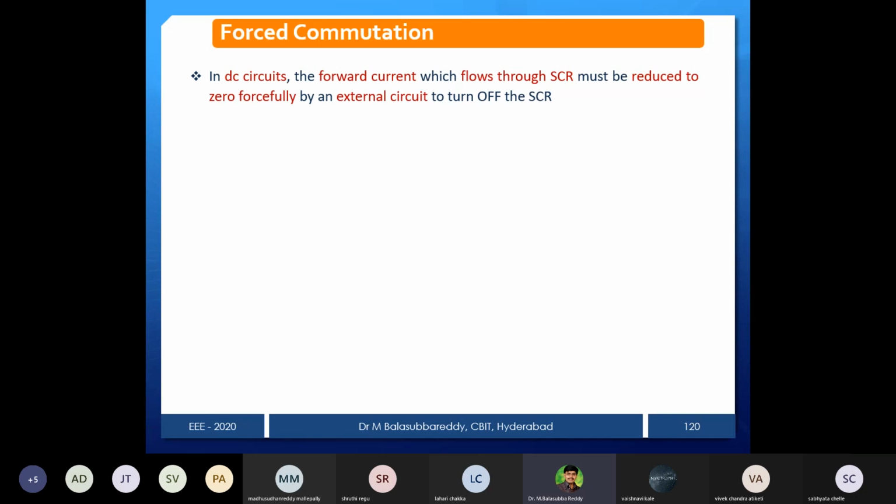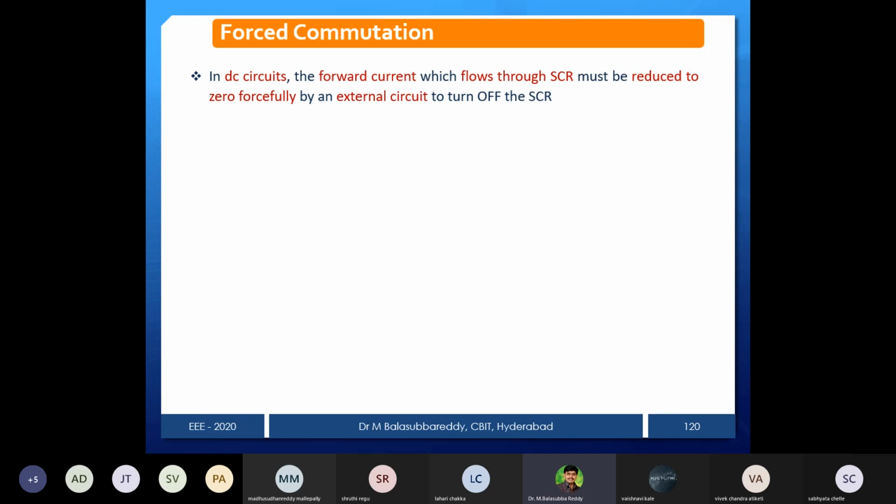When the DC supply is given to the circuit, current will never go to the natural zero. So that's the reason we have to use some commutating elements, L and C, to turn off the device forcibly. It means the current passing through the device is brought below the holding current or to zero. That is the forced commutation. We have different techniques, and we will discuss them one by one. That's the theory part.